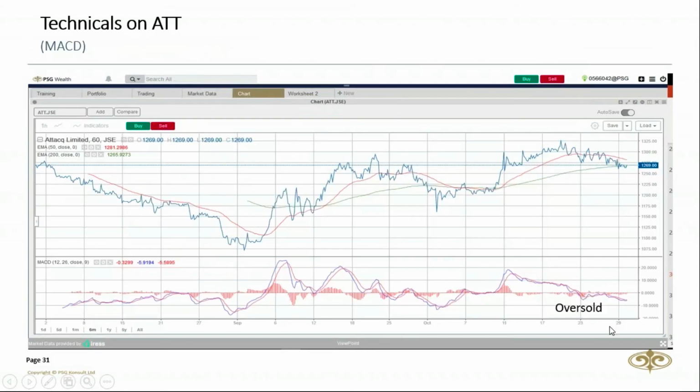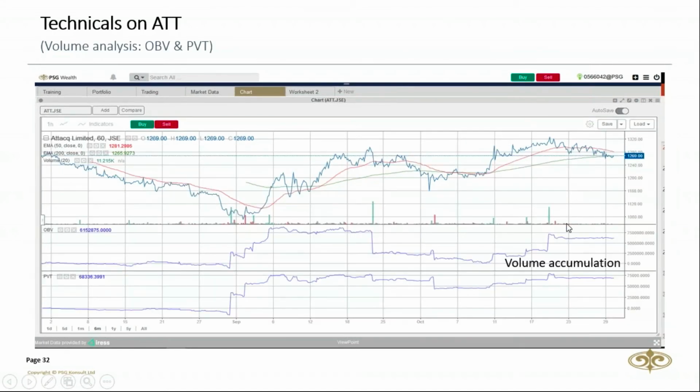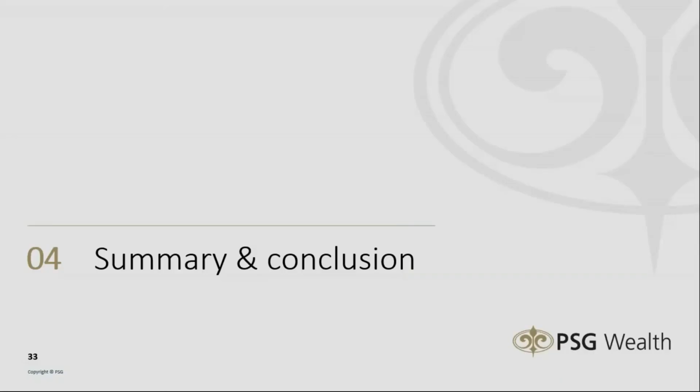And that's confirmed again with the MACD indicator trading below the 0 line in oversold territory, a higher probability of turning around and bouncing up. And again, volume accumulation is confirming these all together. So just quickly, guys, I know I'm running out of time. Just a quick summary, and this I think is an important slide.